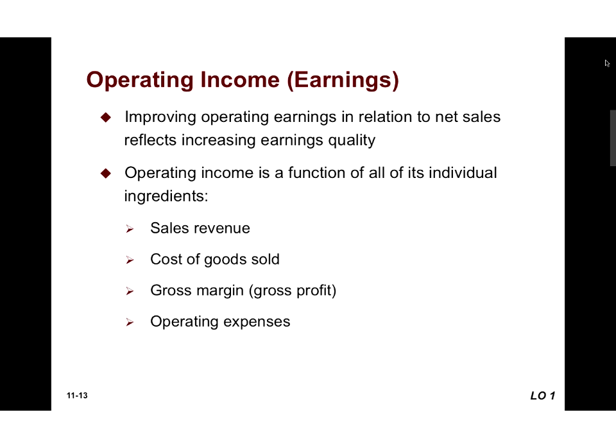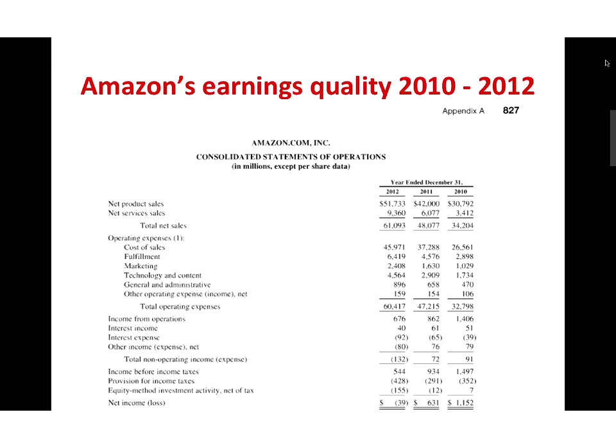Okay. So what I've got coming up now is an example from Amazon. This is where you get to put down your pencil. I don't want you writing this down because this is just to look at an example of evaluating earnings quality using a real company. So this isn't anything you need to memorize, but I do want to show you this. We're going to look at Amazon's earnings quality. This is actually a page in your textbook. I'm using the Amazon statement from the appendix to your textbook. It's Appendix A. This page is 827.